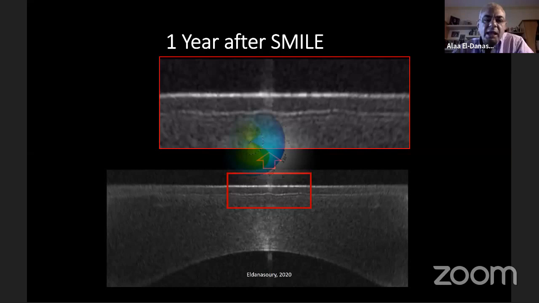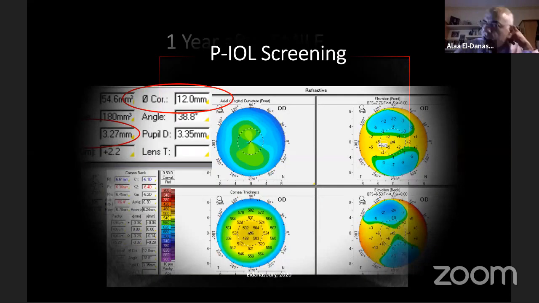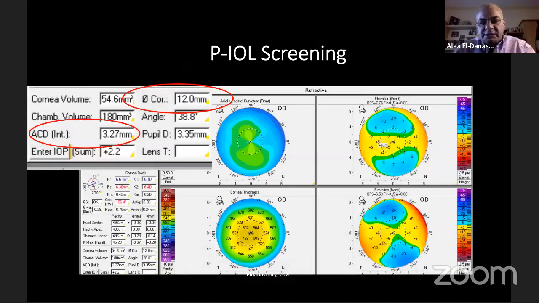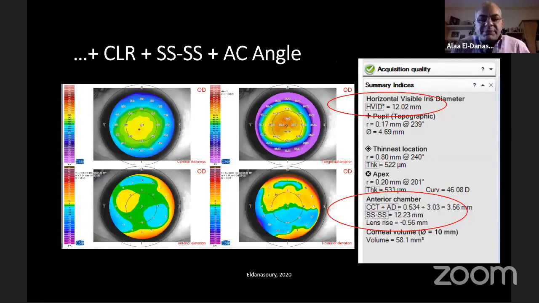Now, I'm not going to talk about the phakic intraocular lens that was elegantly covered by Erik. You can get some information from the Scheimpflug, but with the OCT, you have more information, like the crystalline lens rise, scleral spur to scleral spur, and anterior chamber angle, which are important for better sizing. Now, let's move to the last section of this presentation, the corneal surgery.